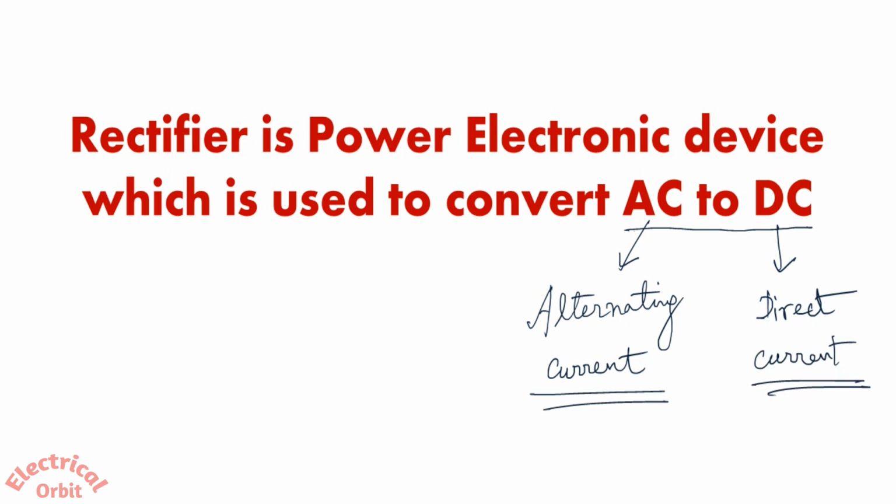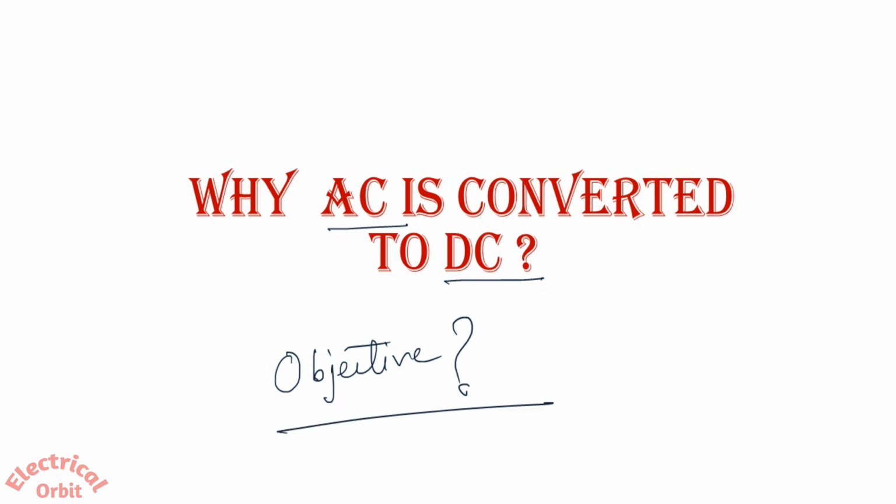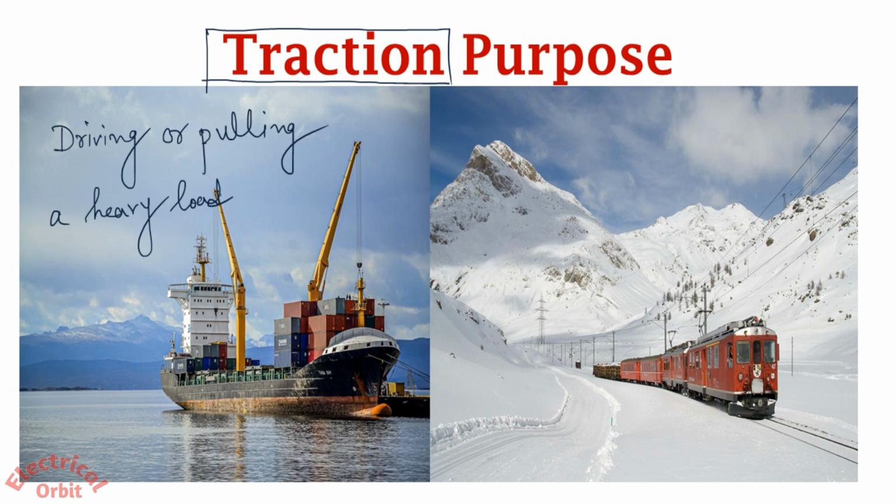So a rectifier converts an AC quantity into its DC value. Now your question will be, why is AC converted to DC? What is the objective of converting AC into DC? See, first is the traction purpose. Now what is traction? Traction means driving or pulling a heavy load.